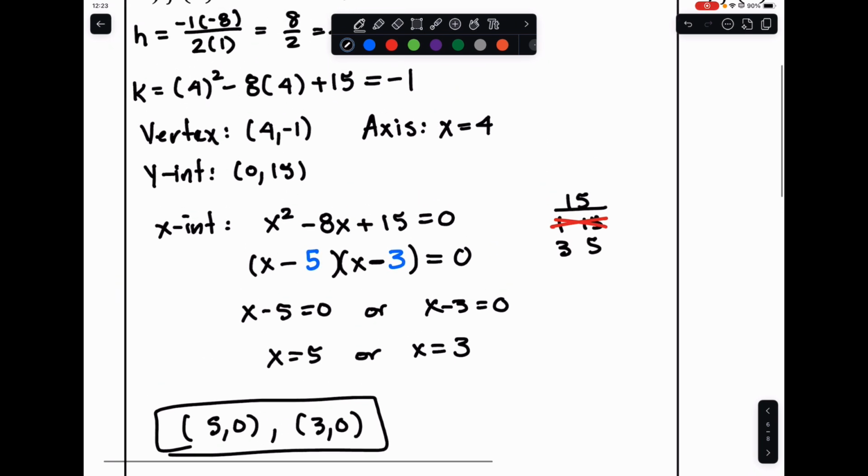And there we found all the key characteristics to our quadratic. We know where the vertex is, we know where the axis of symmetry is, we know our y-intercept, and the two places we're going to cross the x-axis.